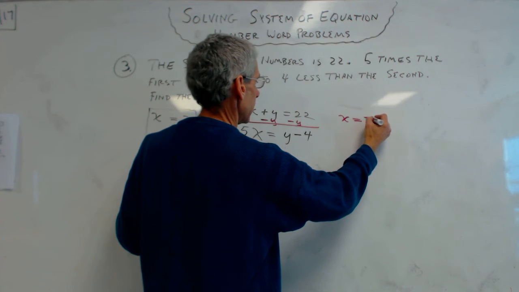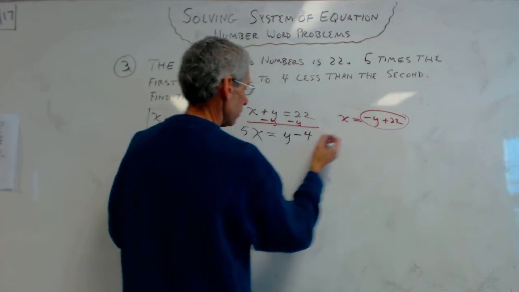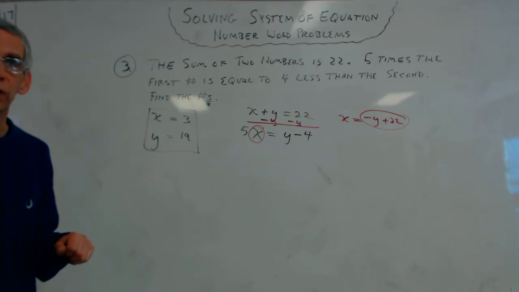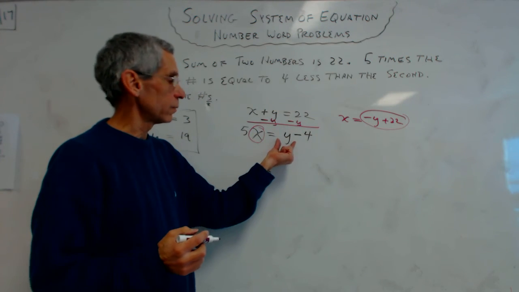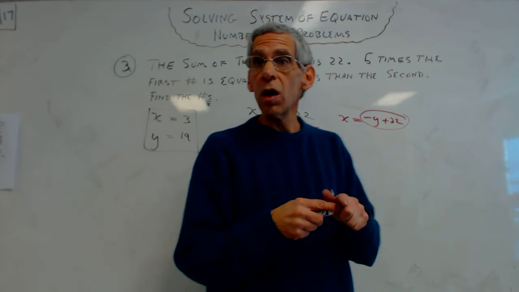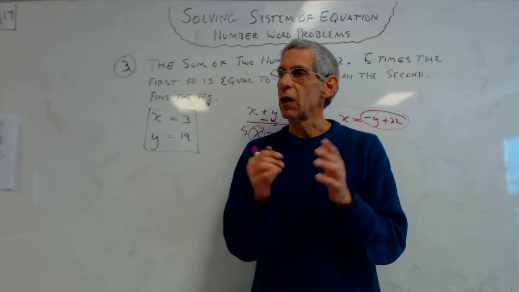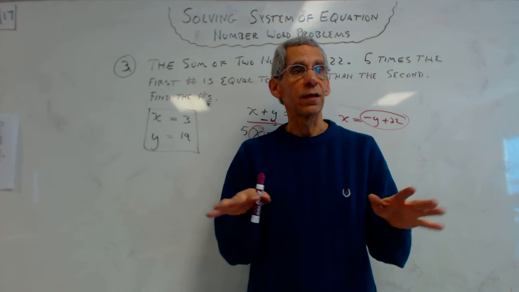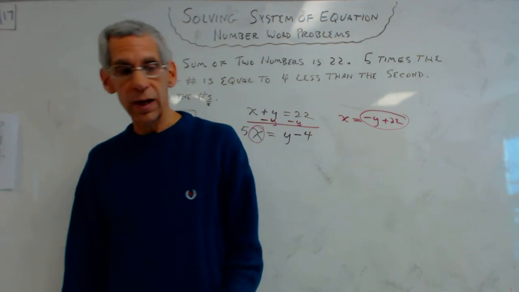That would have given me x equals negative y plus 22, right? And I could have plugged that into this x right here. It would have been pretty easy. Or I could have subtracted x from both sides and got y equals and substituted in here. Either way, you can use any of those methods. Well, graphing, no. But for elimination and substitution, you can use them for anything. It's just that sometimes one is easier than the other. Okay, so that's it.